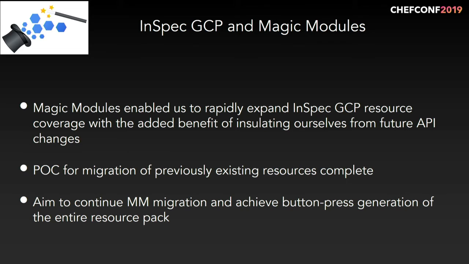So where are we with InSpec GCP and Magic modules? Well, from our point of view, it's really allowed us to rapidly expand the resource coverage of InSpec GCP. But the second point is, for us, it insulates us from API changes. Now, that's important because CIS benchmarks also depend on, let's say, beta APIs, and these are subject to change. So without our processes behind the scenes, we wouldn't be able to adapt and cope with those.